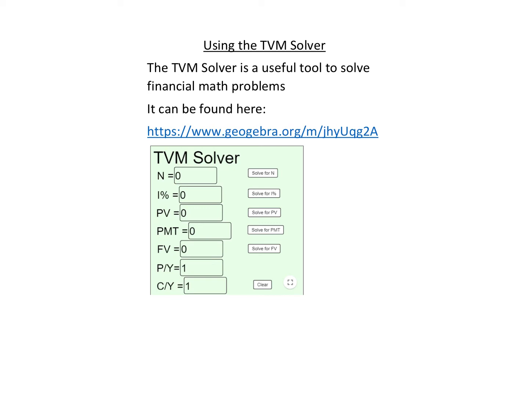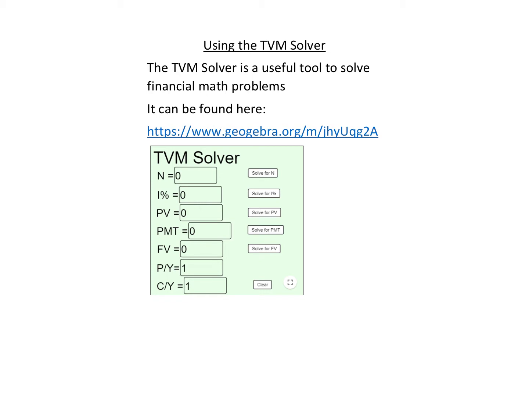Okay, here we are going to look at using the TVM Solver to solve financial math problems. It's much quicker than using the algebraic formula, so I'm just going to show you both and see how easy this is to use for those last couple of quizzes that you're going to be writing.